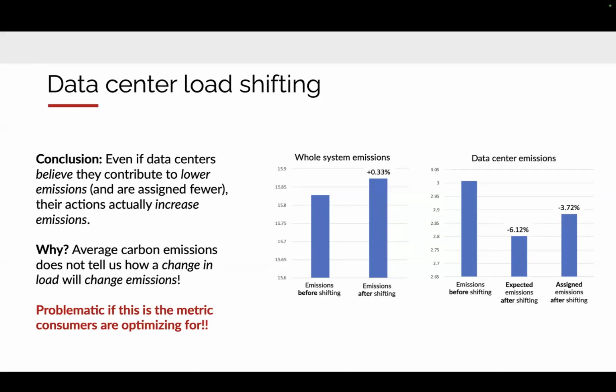And I think the really broad-strokes thing here is that we can say that average carbon emissions just doesn't tell us anything about how a change in load will change emissions. And I'm also just going to say that I think this is problematic if this is the metric that consumers are optimizing for under the greenhouse gas protocol. So I know there's discussion around average versus marginal emissions. So I'm coming to that in a second.